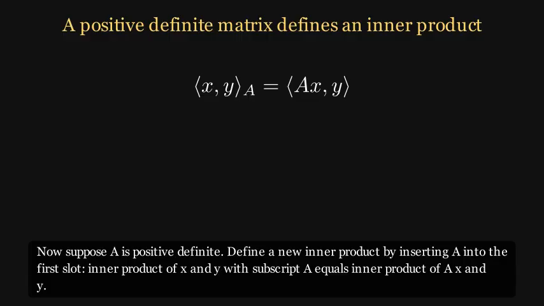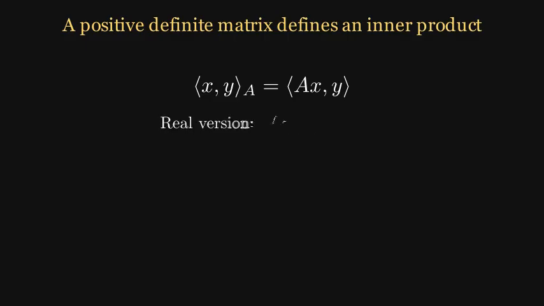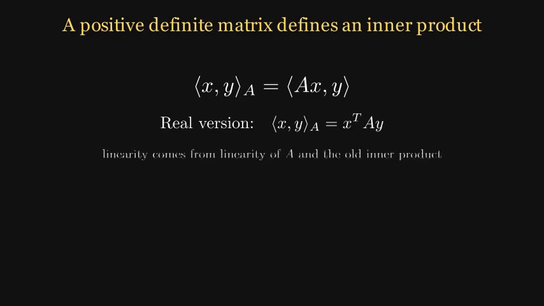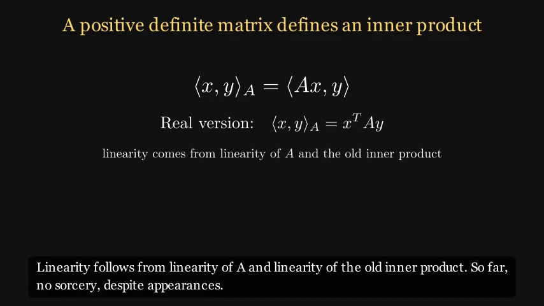Now suppose A is positive definite. Define a new inner product by inserting A into the first slot. The inner product of X and Y with subscript A equals the inner product of AX and Y. For real matrices, this is X transpose AY. It is the ordinary dot product, except A has changed what the measuring stick means. Very modest of it. Linearity follows from linearity of A and linearity of the old inner product. So far, no sorcery, despite appearances.